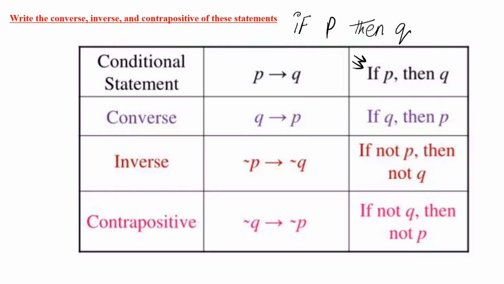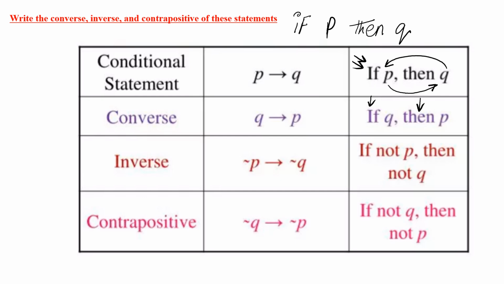Now if we interchange their places, that is, P is replaced by Q and Q is replaced by P, while the if and then never change their places, then that statement is said to be the converse statement.